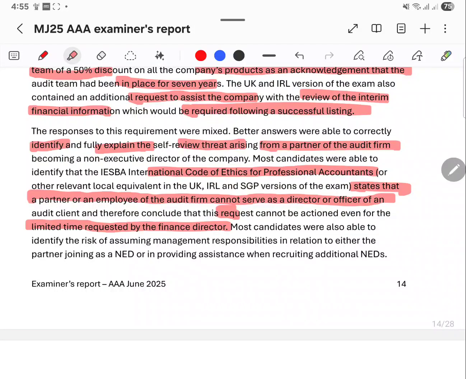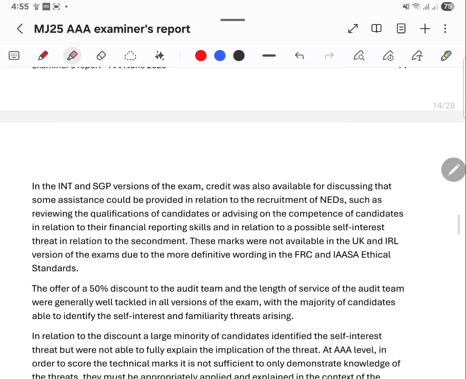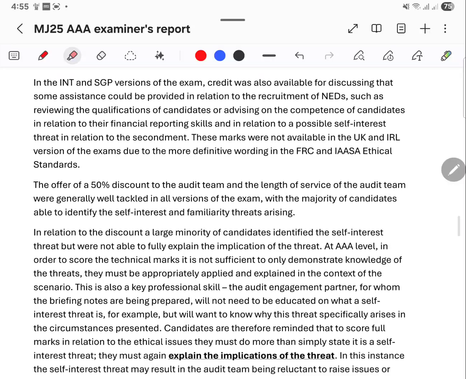Most candidates were also able to identify the risk of assuming management responsibilities in relation to the partner joined as an NED in providing assistance recruiting additional NEDs. Now, this is the INT and Singapore version of the exam. Candidates were also able to discuss that assistance could be provided in relation to the recruitment of NEDs, such as reviewing the qualifications of candidates and advising on competencies of candidates in relation to their financial reporting skills, in relation to a possible self-interest threat. These marks were not available in the UK and IRL version.